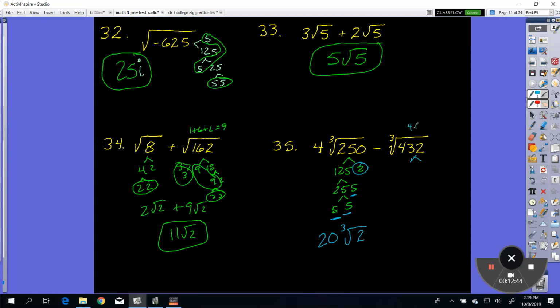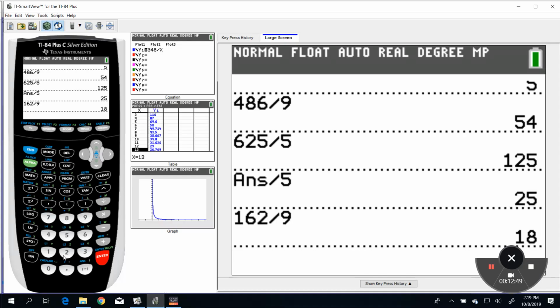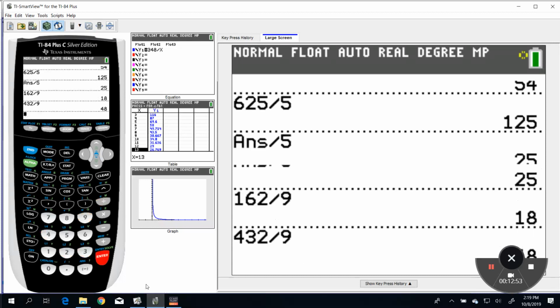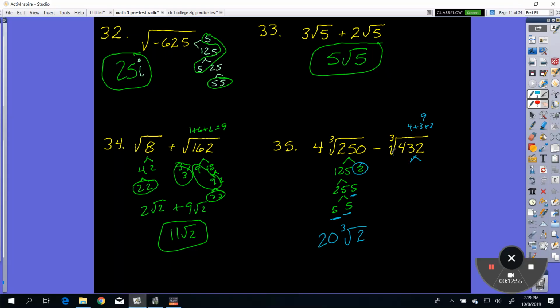432, 4 plus 3 plus 2 is 9, so I know 432 is divisible by 9. So 432 divided by 9 is 48. So that's 9 and 48. 48 is 8 times 6. So 8's 4 and 2. 4 is 2 and 2. 6 is 2 and 3. And 9 is 3 and 3.